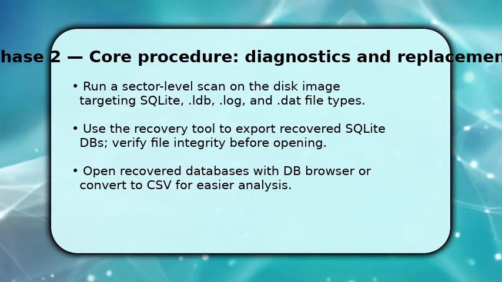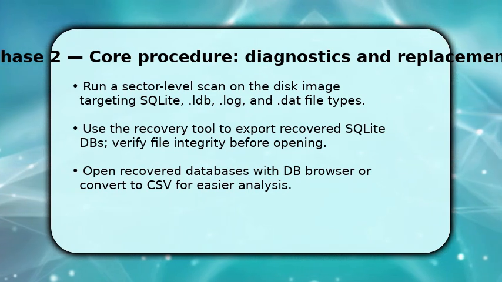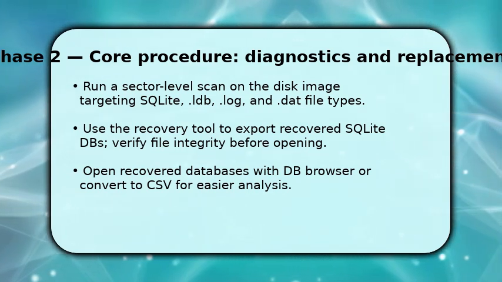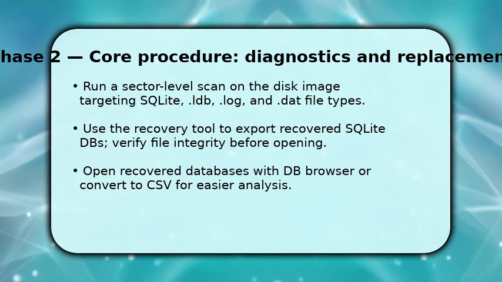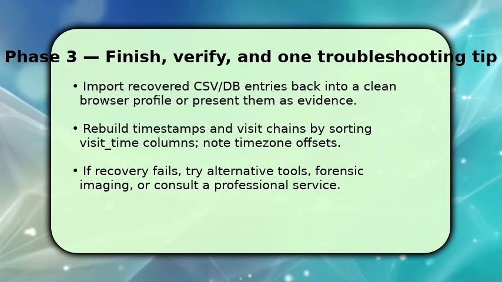Then open valid SQLite files with a database browser or export tables to CSV. This lets you inspect visit timestamps, URLs, and titles without altering the originals. Finish by extracting the meaningful records.